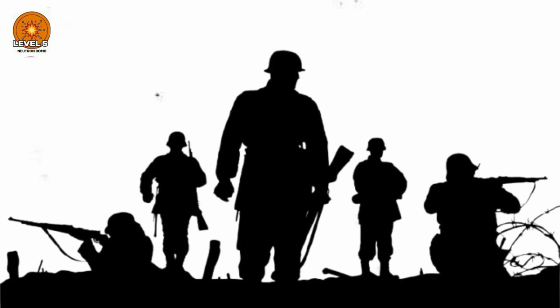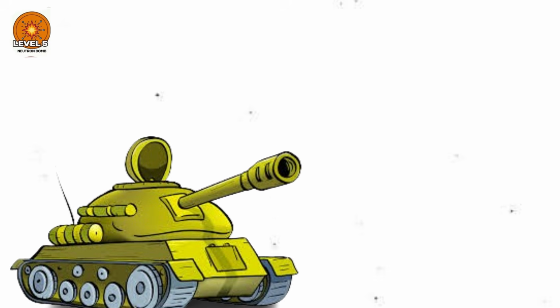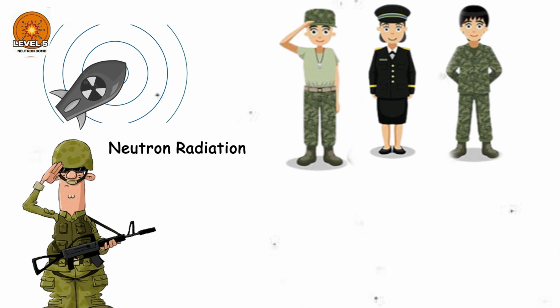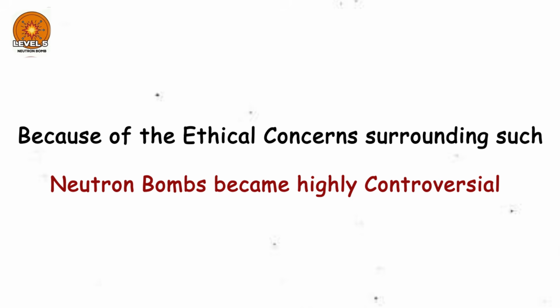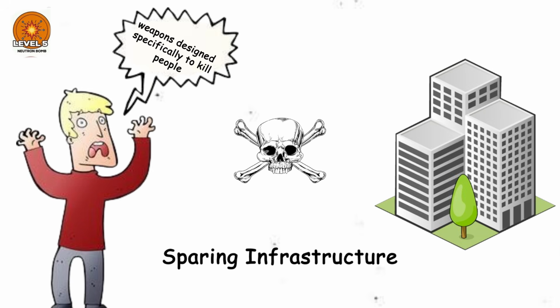During the Cold War, some strategists believed neutron bombs could be used against armored formations, such as tanks. The neutron radiation could penetrate the armor and incapacitate crews inside, while leaving vehicles largely intact. Because of the ethical concerns surrounding such a weapon, neutron bombs became highly controversial. Some critics describe them as weapons designed specifically to kill people while sparing infrastructure.